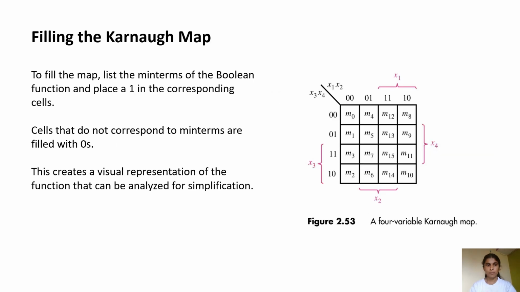Filling the Karnaugh map. To fill the map, list the minterms of a Boolean function and place a 1 in the corresponding cells. Cells that do not correspond to the minterms are filled with zeros. This creates a visual representation of a function that can be analyzed for simplification.